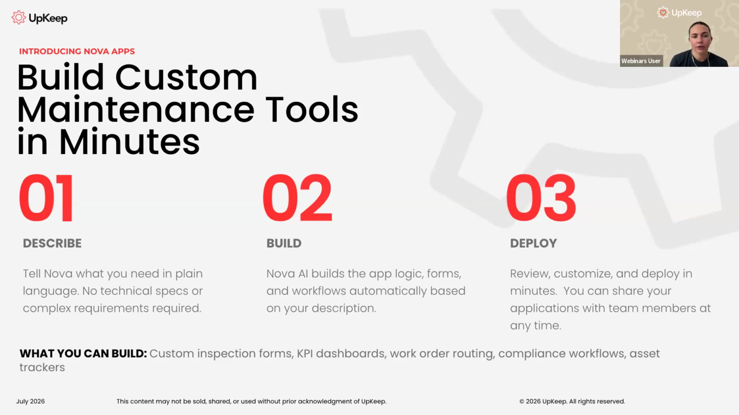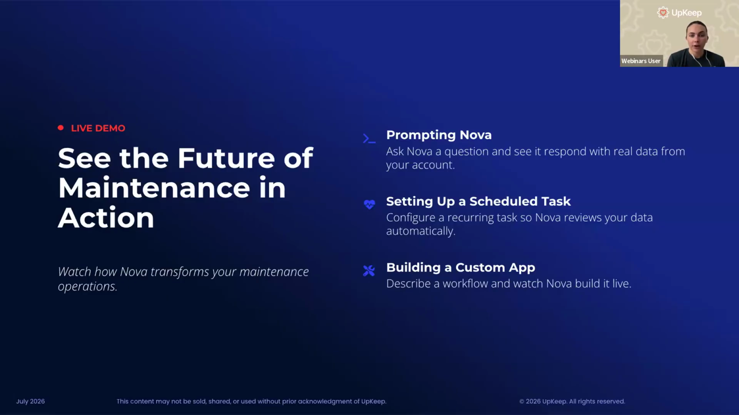And then lastly, you deploy it. So this is where you would review your app, you'd customize anything that you want to change, and then deploy it. You can also share it out with your team right away. So these are the functionality of Nova that we're going to showcase now. So I'm going to hand it over to Spencer to actually walk us through these features and what this looks like in the Upkeep application.